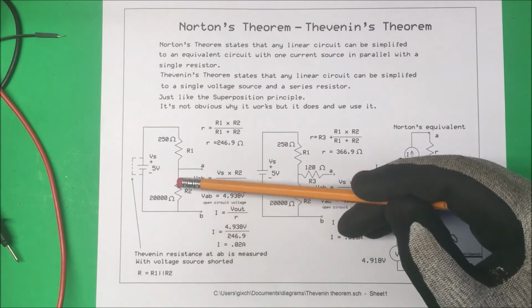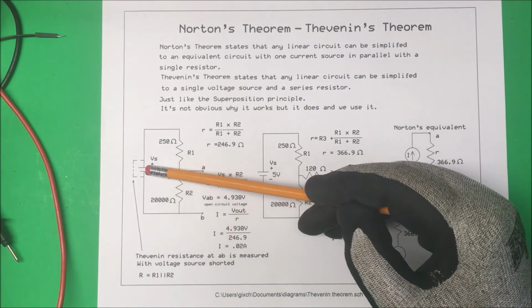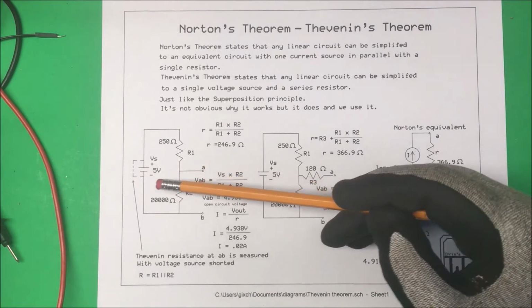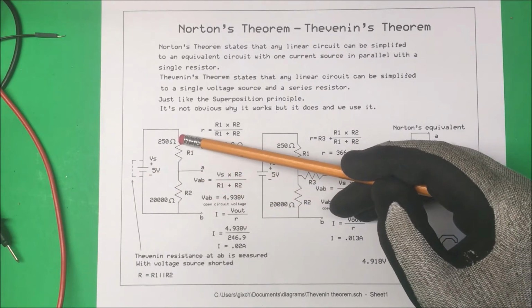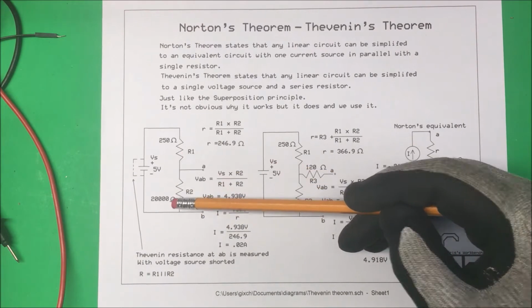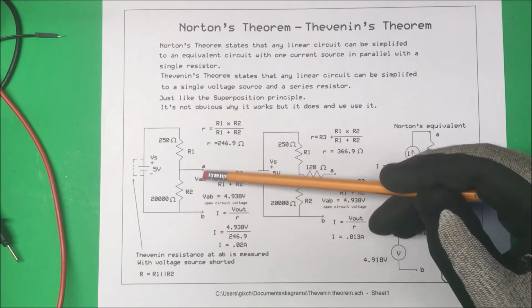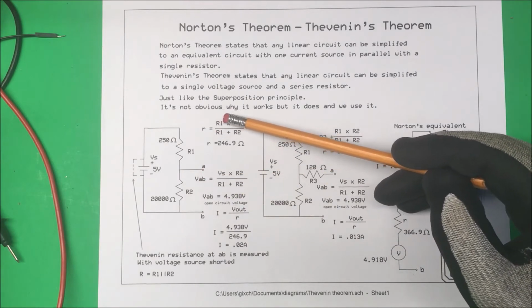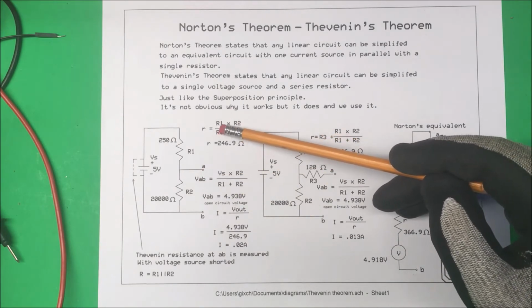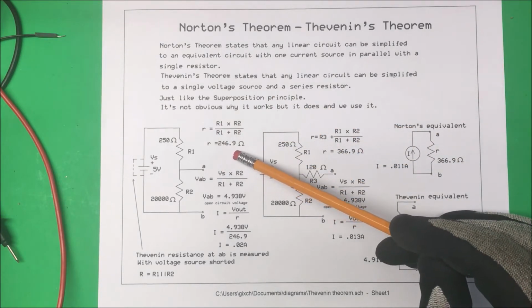Now, Thevenin's theorem states that to find the resistance between A and B, we need to short out the power supply. So we short this out, and that takes the top of R1 and puts it down to the bottom of R2 down here. So that puts these two resistors in parallel. To find the parallel resistance between A and B, we just take R1 times R2 divided by R1 plus R2, and that gives us 246.9 ohms.